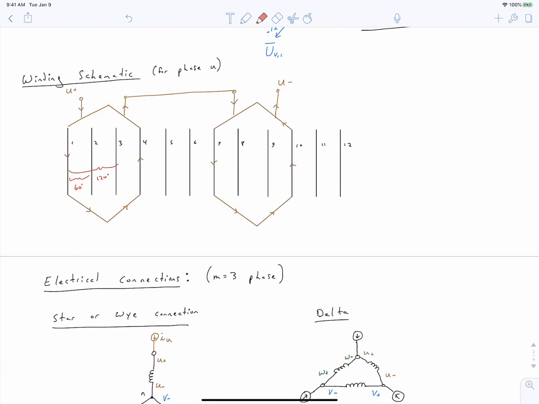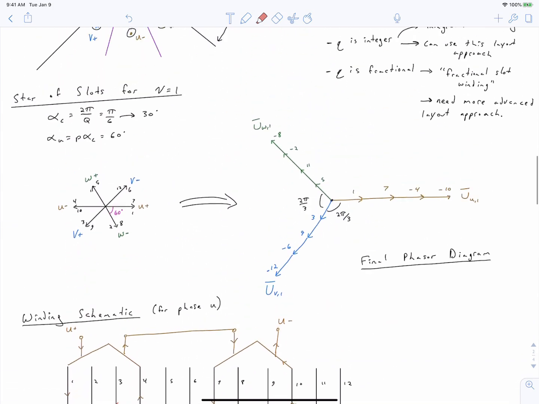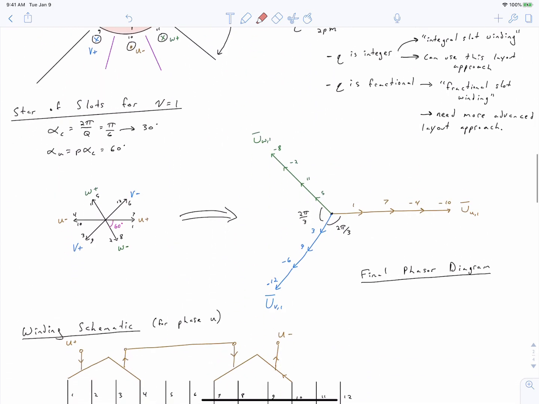So what I want to do at the end here is formalize the design procedure. And what I propose as a design procedure, what the standard procedure is for these single layer integral slot windings, is to use our phasor star of slots diagram to assign coil slot phasors to phases.